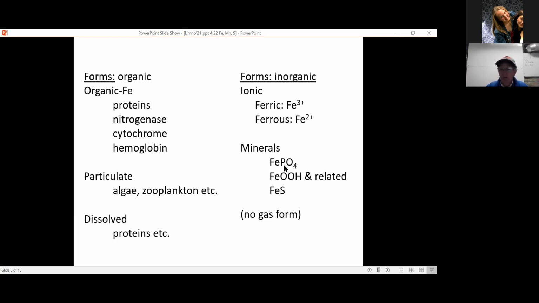The important ones are iron phosphate. And this is important because iron phosphate takes phosphate out of the water. If you've got phosphate and ferric iron, they get together, they form a mineral that precipitates, takes the phosphorus out. Iron oxyhydroxide and stuff related to that is rust.